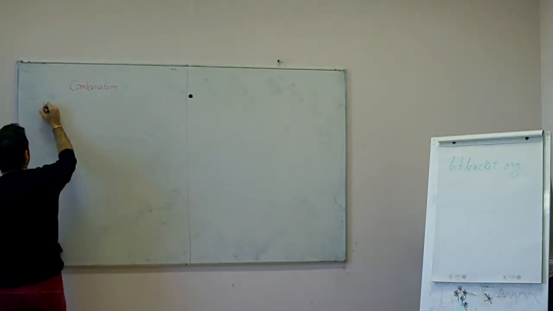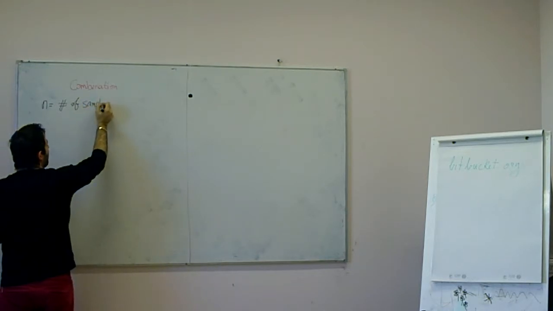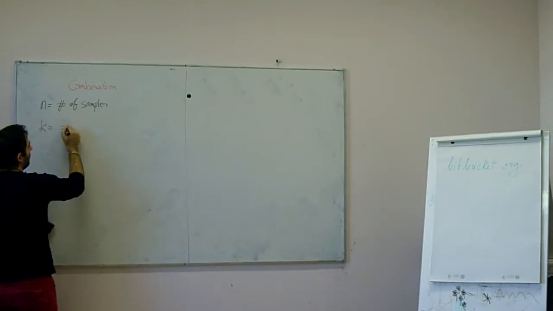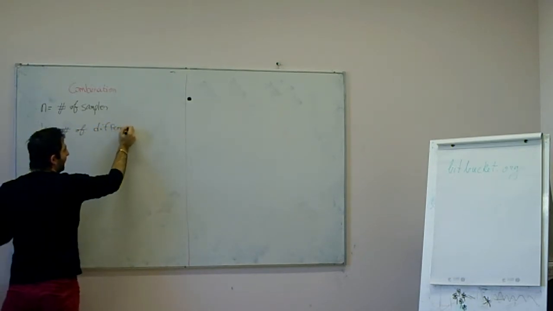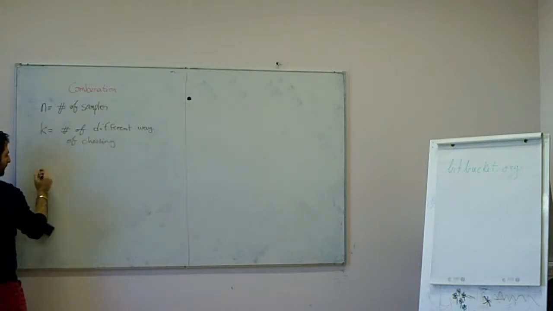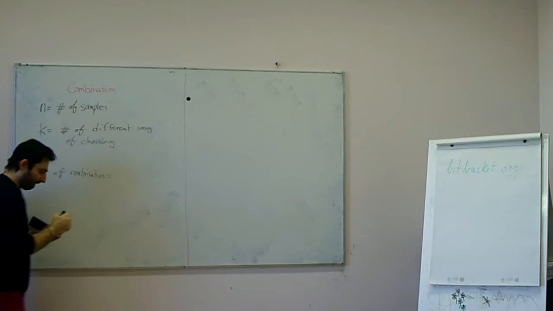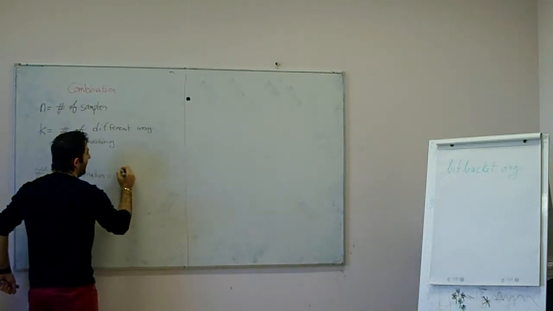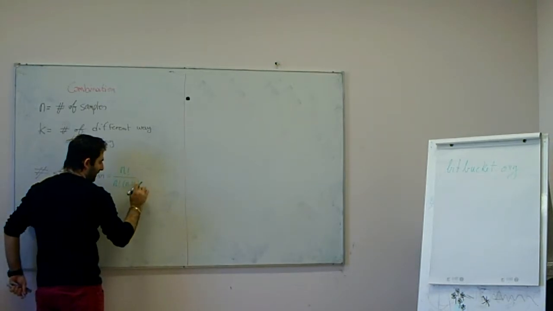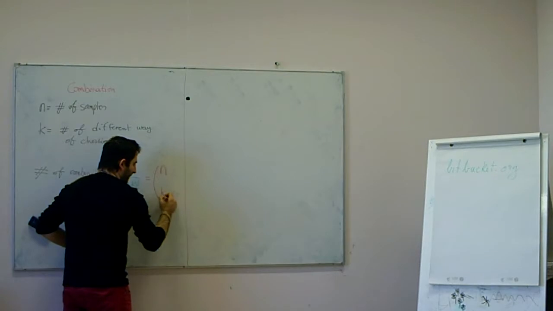If we have n as the total number of samples, and k is the total number of different ways of choosing, then the number of combinations is n factorial divided by k factorial multiplied by n minus k factorial, right? And we were showing it by that.